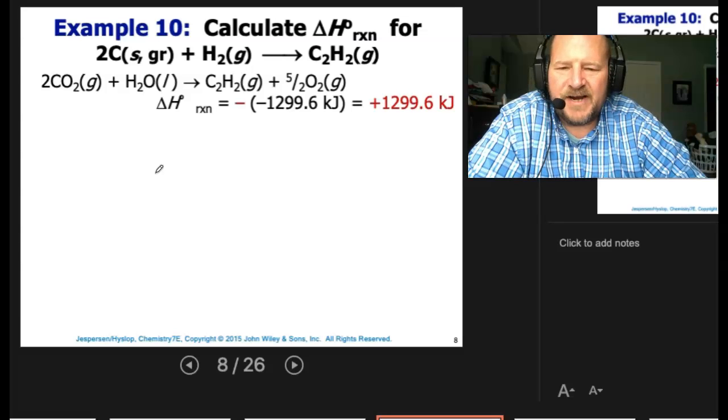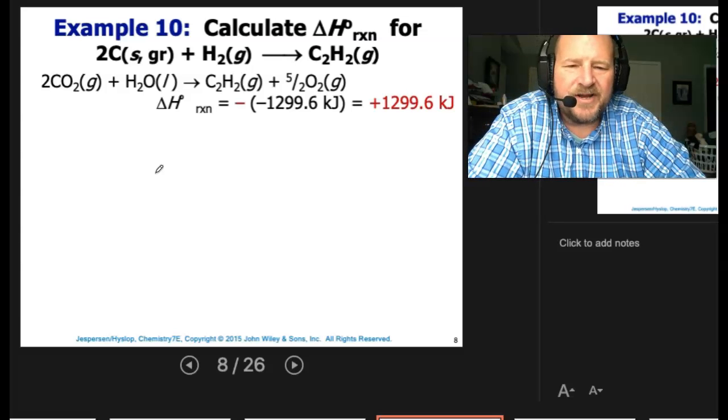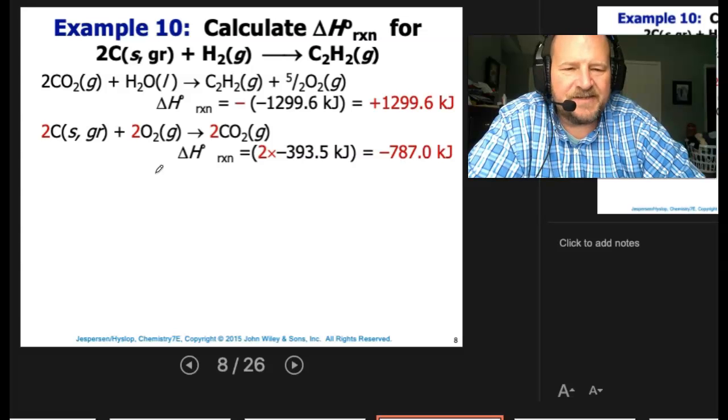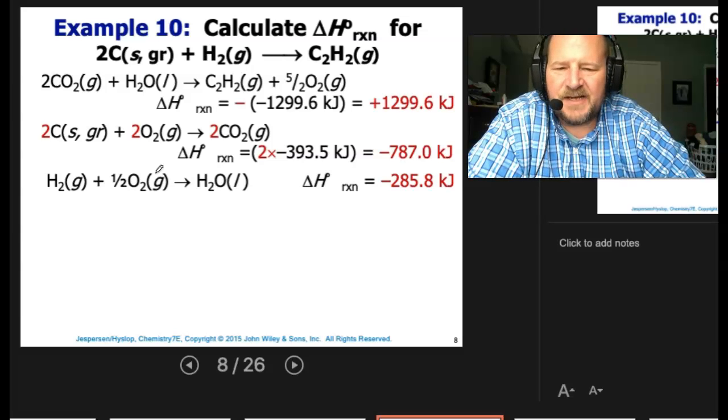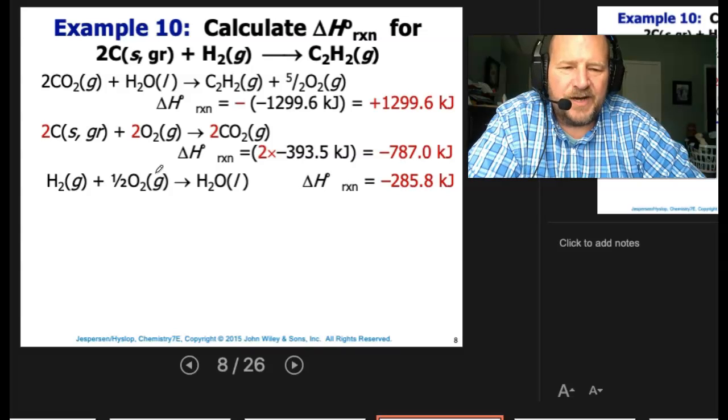That delta H for that reaction, that would be negative 1299, right? So just to get the acetylene on the product side, we're already at a positive 1299.6 kilojoules. Next, we want to multiply the C plus the O2 going to CO2 times 2. We'll do the same thing for the delta H. That gives us negative 787. And then last but not least, we'll take the hydrogen plus the oxygen to produce the water, and that'll give us negative 285.8. Now we simply want to sum these up.